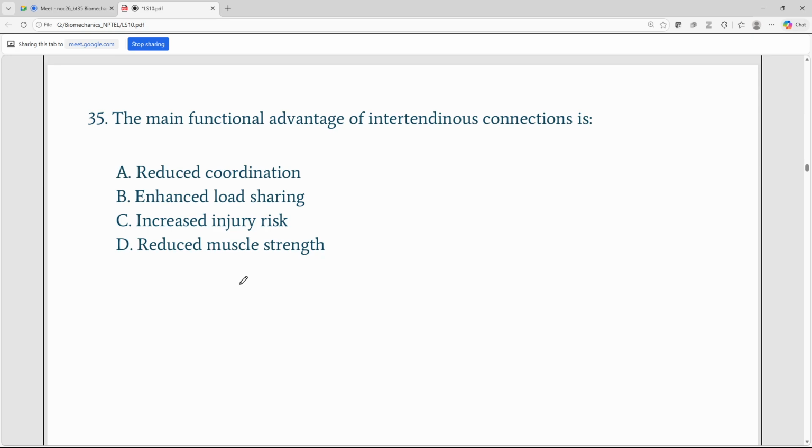Next question. The main functional advantage of intertendinous connection is: option A, reduced coordination; option B, enhanced load sharing; option C, increased injury risk; option D, reduced muscle strength.